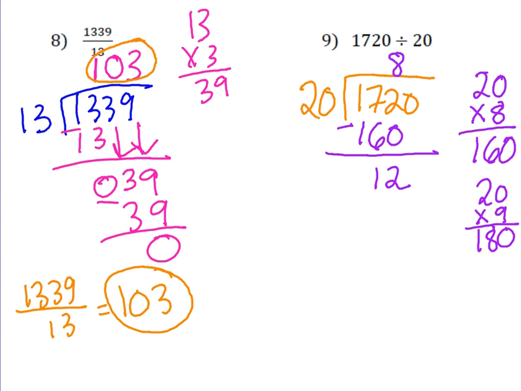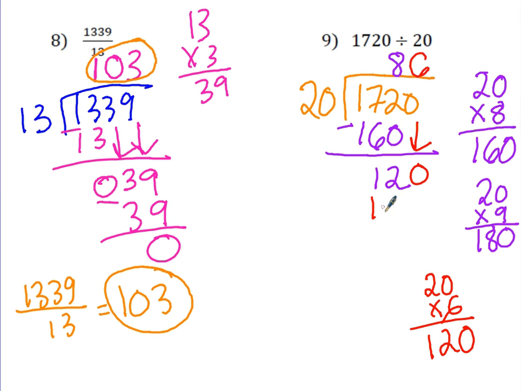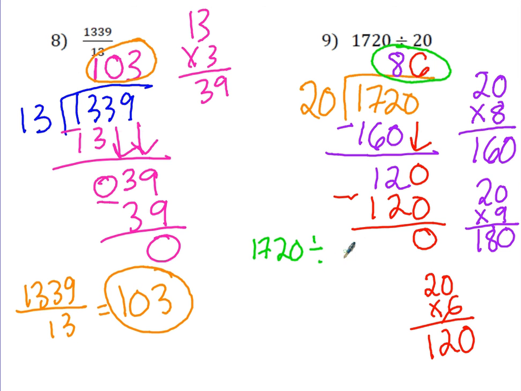And then we can bring down the 0. And so we think about, okay, what do we multiply 20 by to get 120 without going over? And actually it works out here that 20 times 6 is exactly 120. So this is 6. 20 times 6 is 120. 120 minus 120 is 0. So this right here is our quotient. And we get 1720 divided by 20 equals 86.